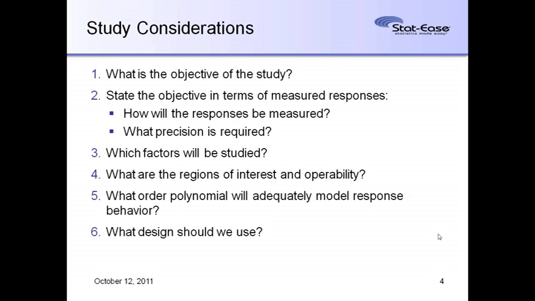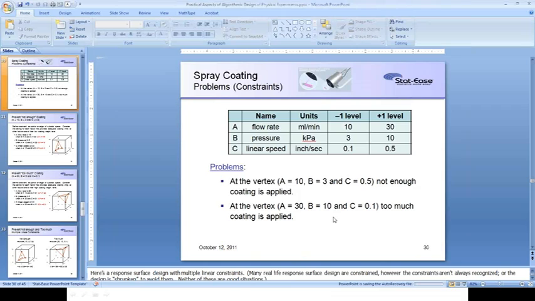What design should we use? After we've done all those other things, now we can pick the design. I think a common mistake, particularly among novice experimenters, is they pick a design and then try to make their problem fit that design. So you should always be thinking about what you know about the problem. Use your first principles and your experience dealing with the problem.